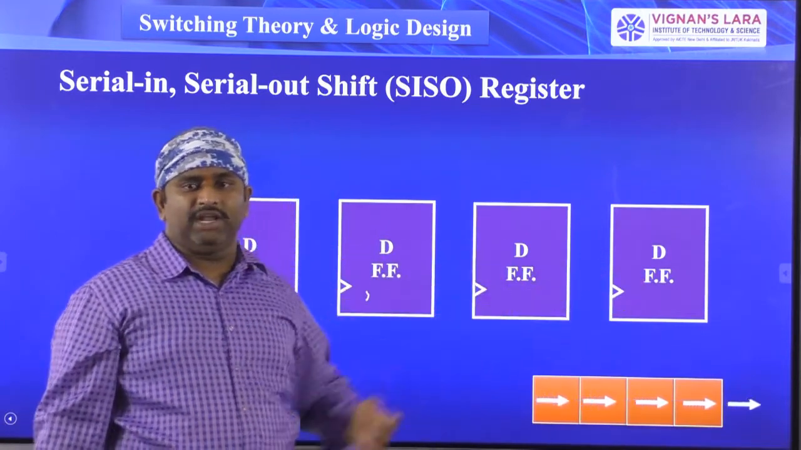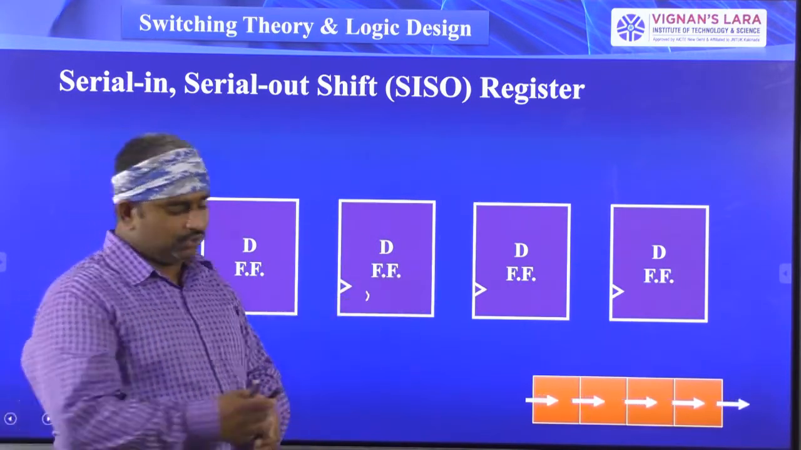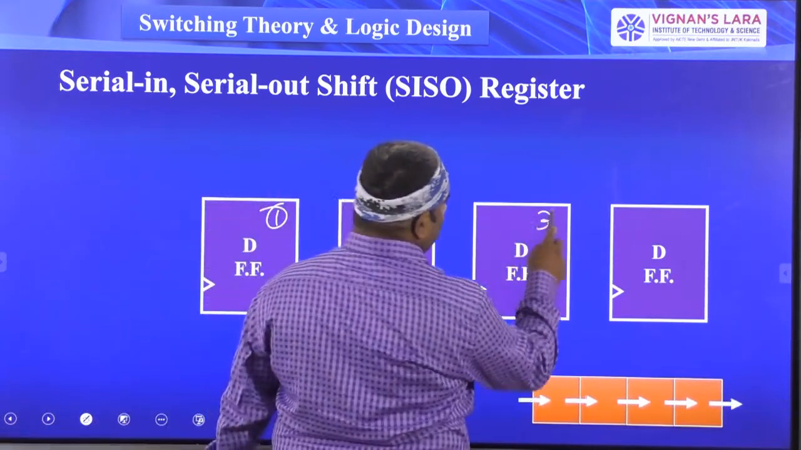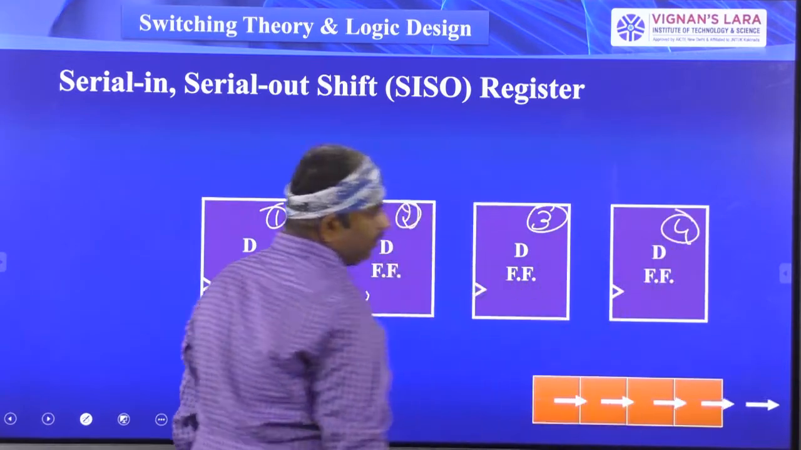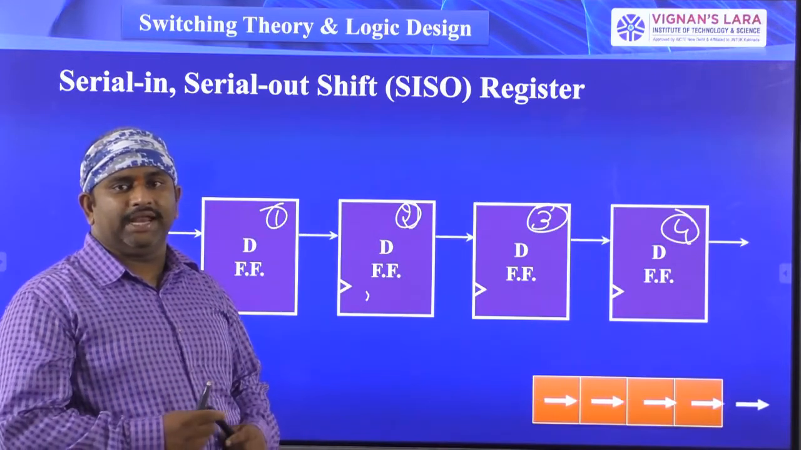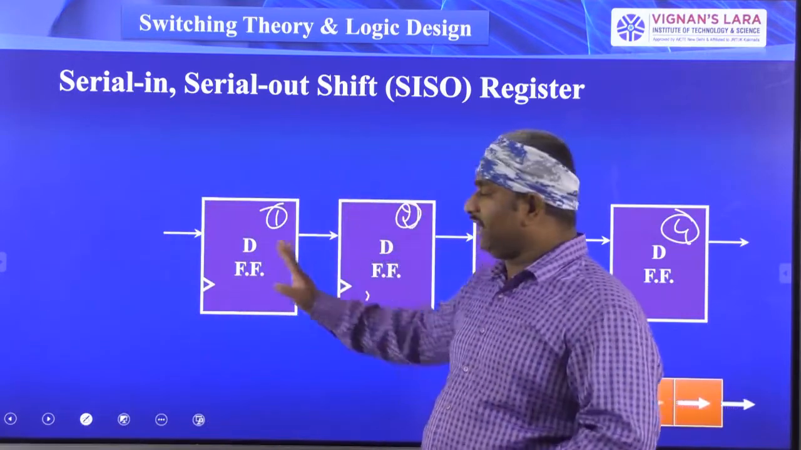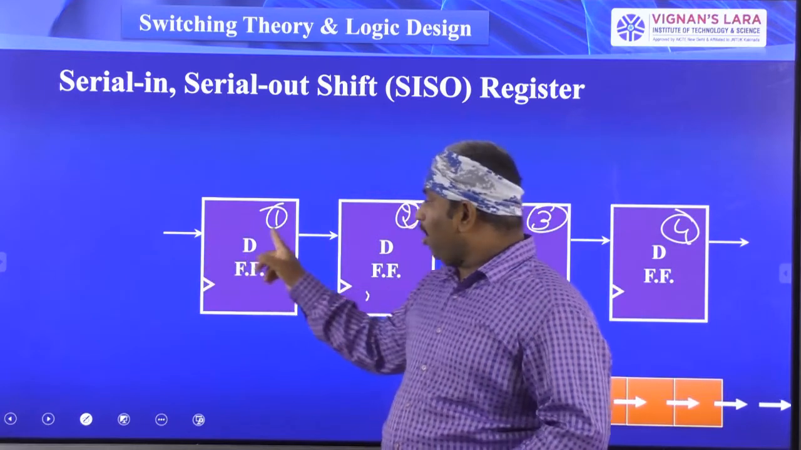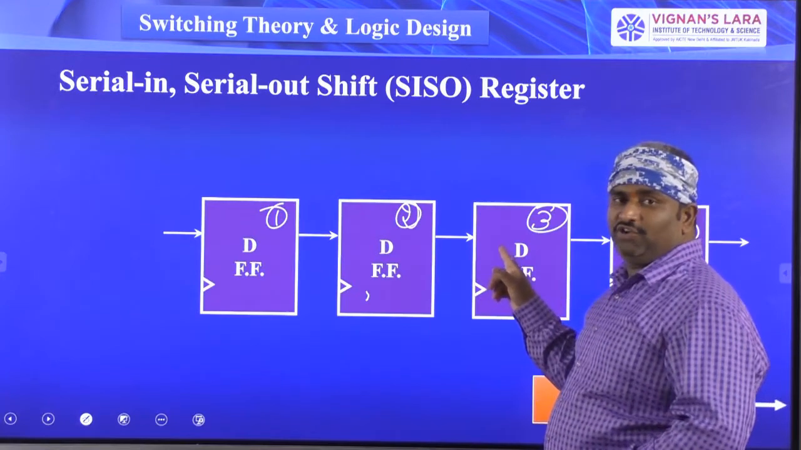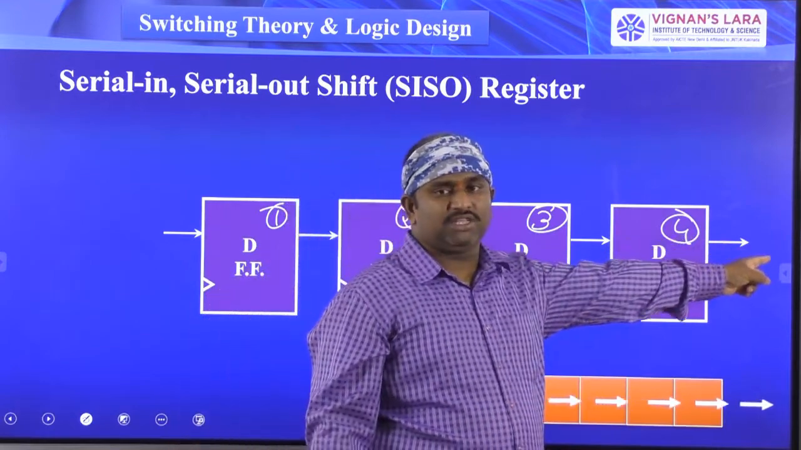These are the 4 D flip-flops we have: first one, second one, third one, and fourth one. Totally 4 shift register stages here. Now we have to give the data at the input side. All the flip-flops are connected in series. The first flip-flop output is connected to the second flip-flop input. The second flip-flop output is connected to the third flip-flop input. The third flip-flop output is connected to the fourth flip-flop input, and this is the final output.